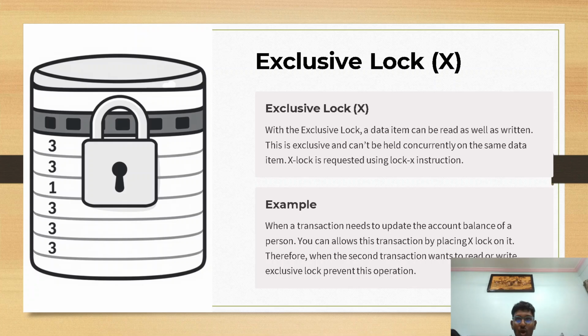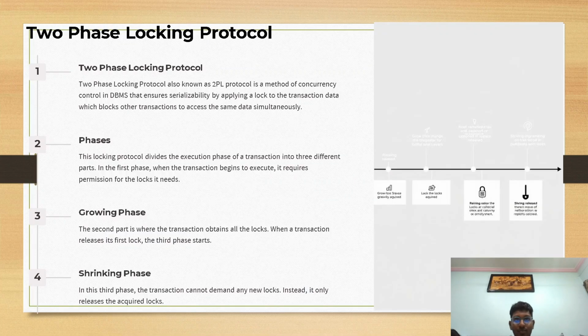Now, what is the exclusive lock? X. With the exclusive lock, a data item can be read as well as written. This is exclusive and can't be held concurrently on the same data item. X lock is requested using the lock X instruction. For example, when a transaction needs to update the account balance of a person, you can allow this transaction by placing an X lock on it. Therefore, when the second transaction wants to read or write, the exclusive lock prevents this operation.